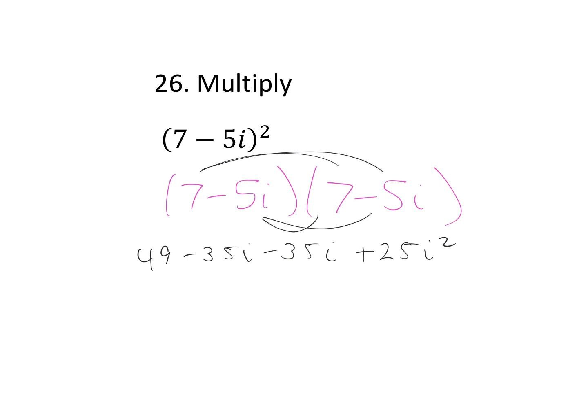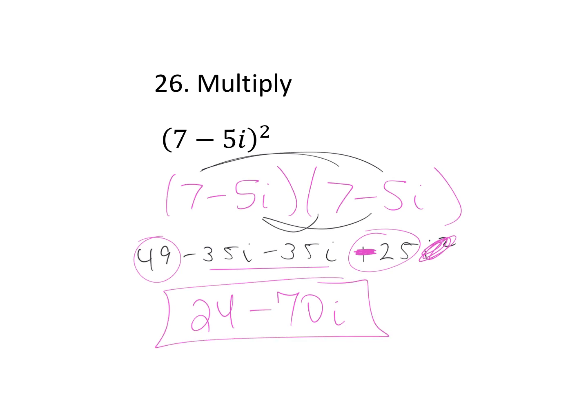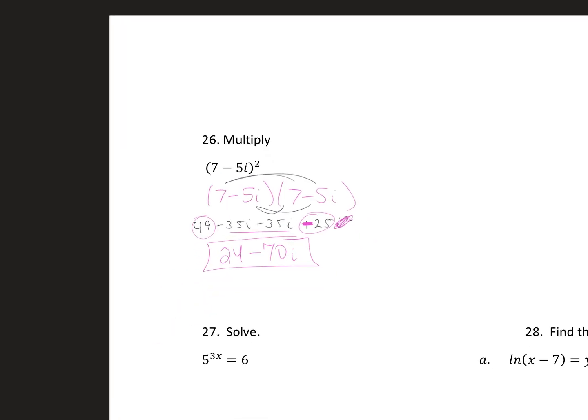Two things to clean it up. Number one is i squared becomes negative 1. So I have 49 minus 25, which is 24. And then what happens with negative 35i and negative 35i? Negative 70i. Just combine.